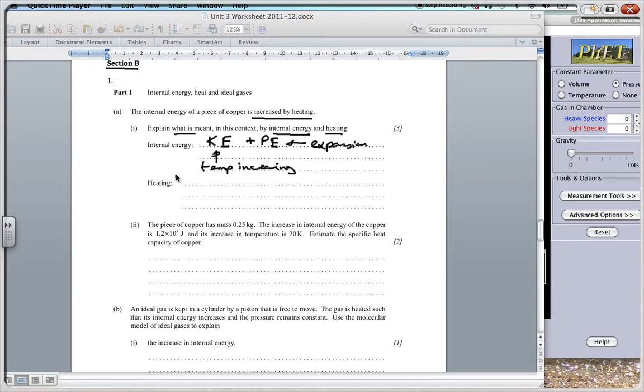Now, as far as heating is concerned, this is a transfer of energy to the copper. The copper is gaining in energy, so this is caused by the heating. This is a non-mechanical heating.